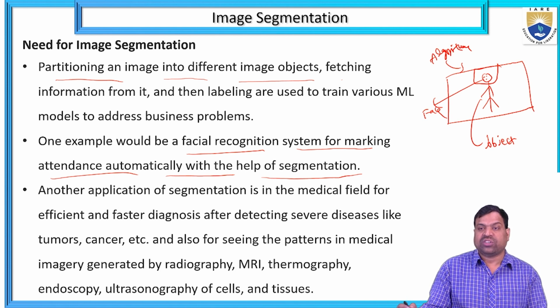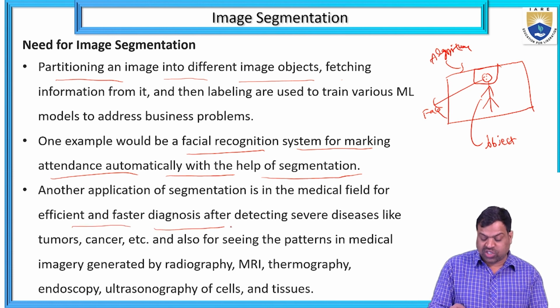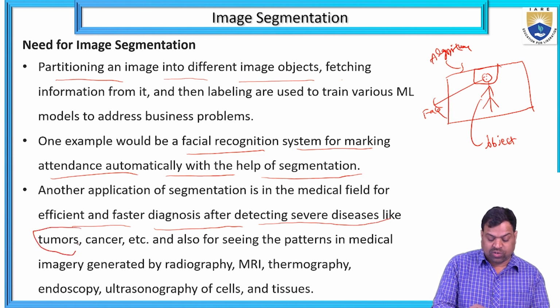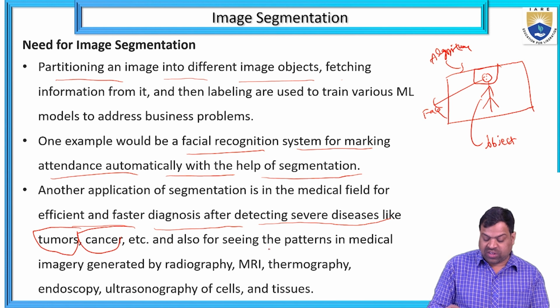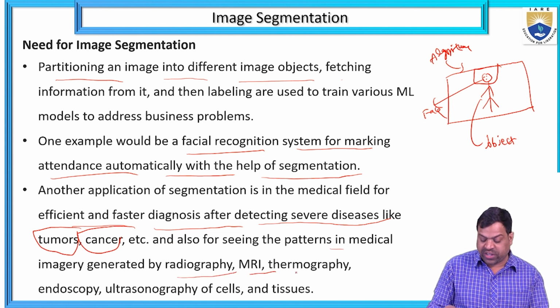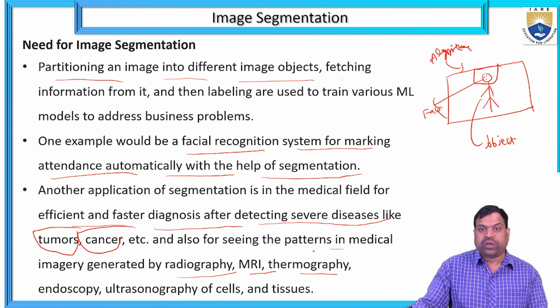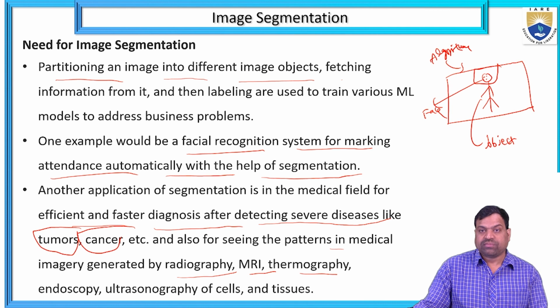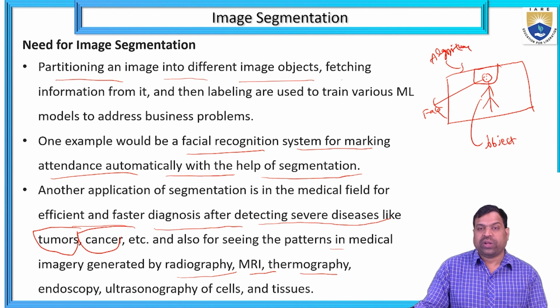Another example is in the medical field, for efficient, faster diagnosis after detecting severe diseases, like if we have to find a tumor or cancer, or see patterns in medical imagery generated by radiography, MRI, thermography, endoscopy, and ultrasonography of cells and tissues. These play a very important role in the medical field. Image segmentation is very helpful, and these applications are there for image segmentation in the medical field.